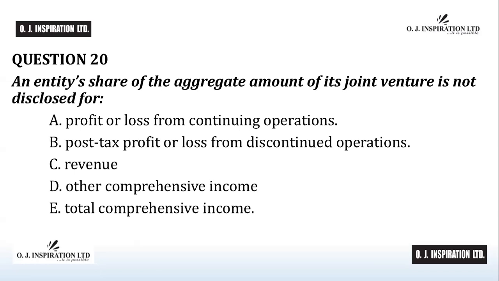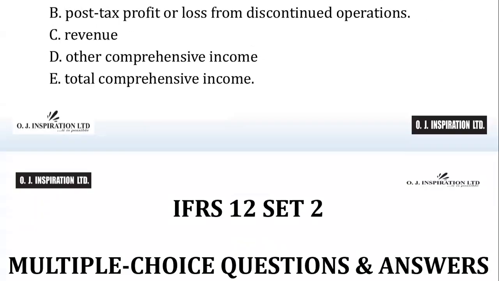Question number 20. The answer to question number 20 is C, revenue. An entity discloses separately the aggregate amount of its share of its joint venturers, of its being a joint venturer or in its joint venture in the following. 1. Profit or loss from continuing operations. 2. Post-tax profit or loss from discontinued operations. 3. Other comprehensive income. And 4. Total comprehensive income. Disclosure of share of revenue on joint venture is not appropriate in line with the principle of joint venture and is not required. C is the answer to question number 20.